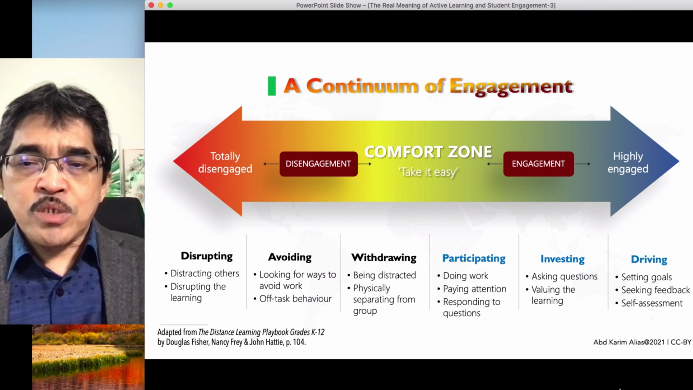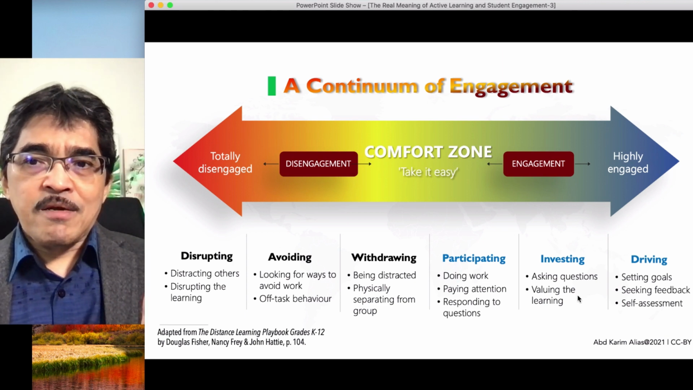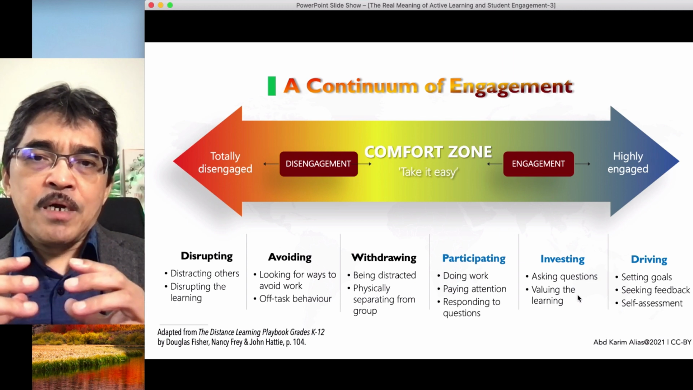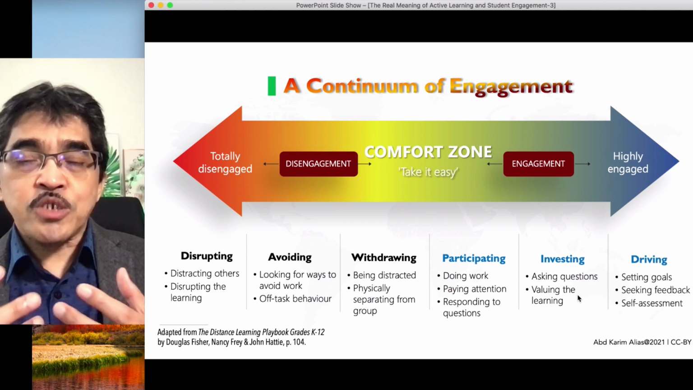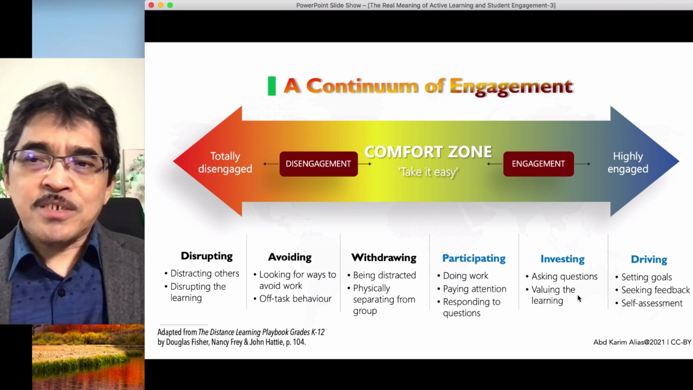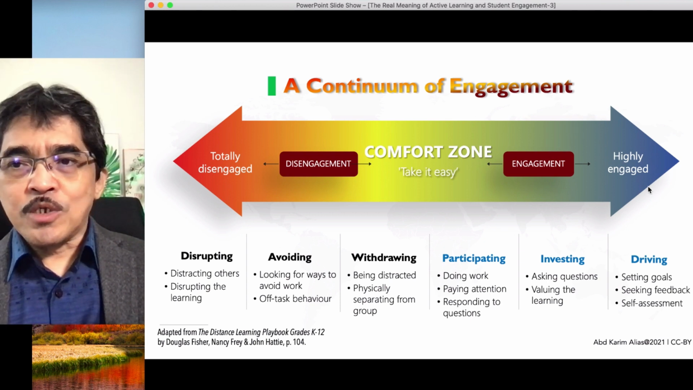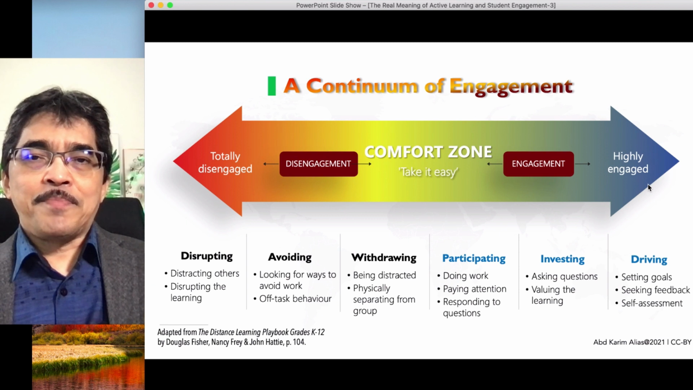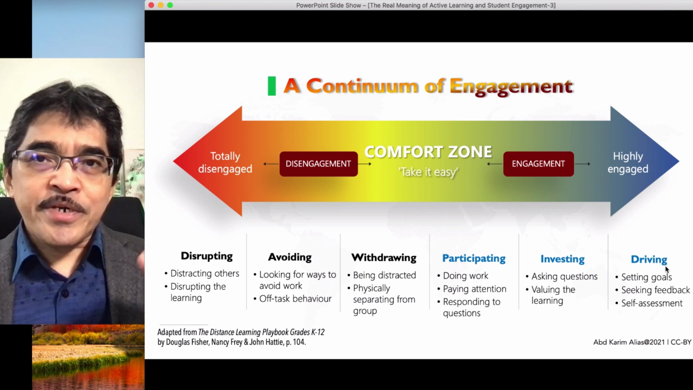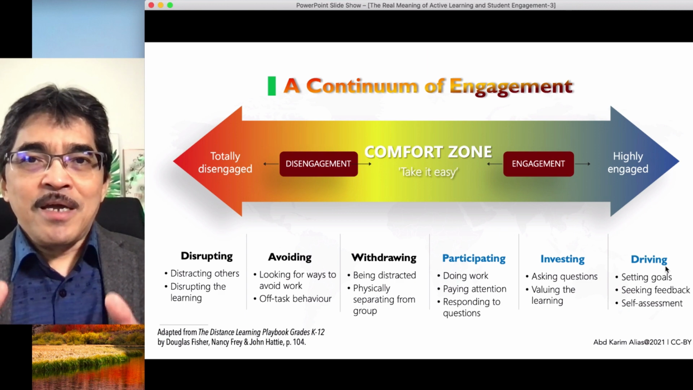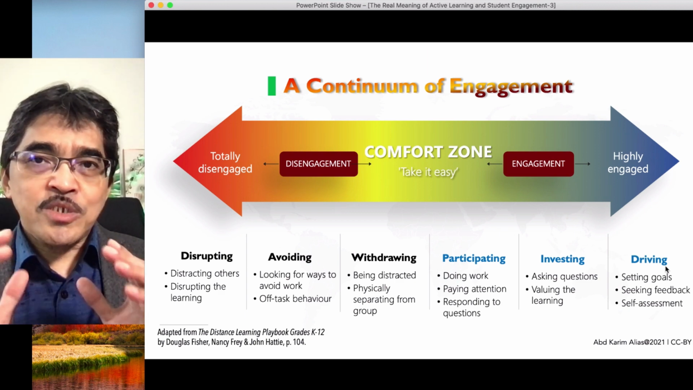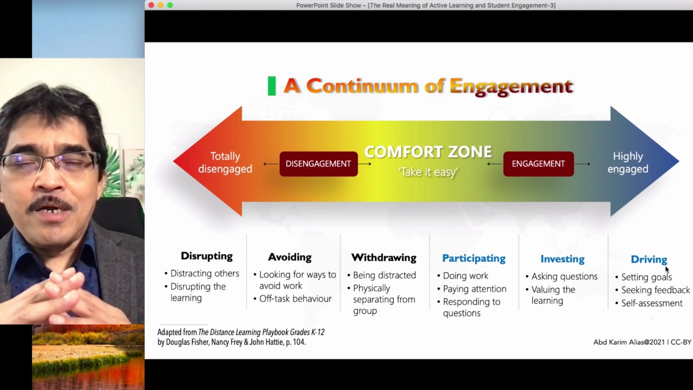They start to ask questions because they start to value their learning. This is where students now use metacognitive learning strategies. They become self-directed learners. But the best is we want the students to be highly engaged. Highly engaged is where the students are in the so-called driving seat. They are driving their own learning. They are in total control. They take charge of their learning.